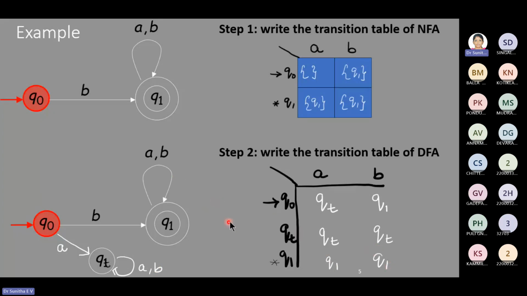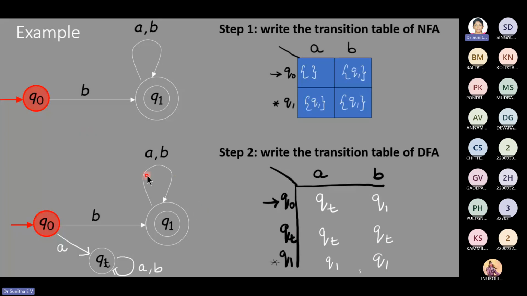Okay, so the transition table and transition diagram are over. So this is the DFA corresponding to this NFA. Here we have an NFA with two states, and when we convert it into the DFA, we got it in three states. The third state was mandatory here to implement it as a DFA.